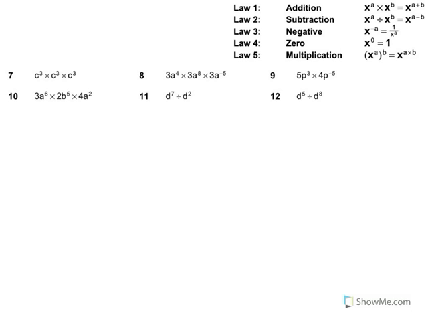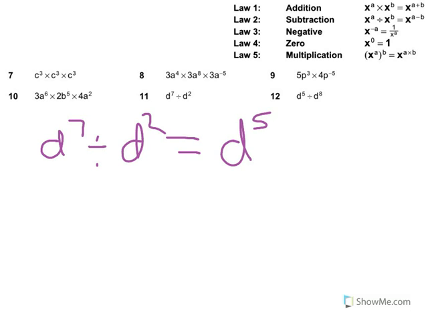Okay, question 11 sees us using law 2, the subtraction one, sorry, not substitution. So this is if you've got the same base, remember, so we've got d to the power of 7 divided by d to the power of 2, and we simply get d to the power of, take away the 2 indices, so 7 take away 2 is 5.